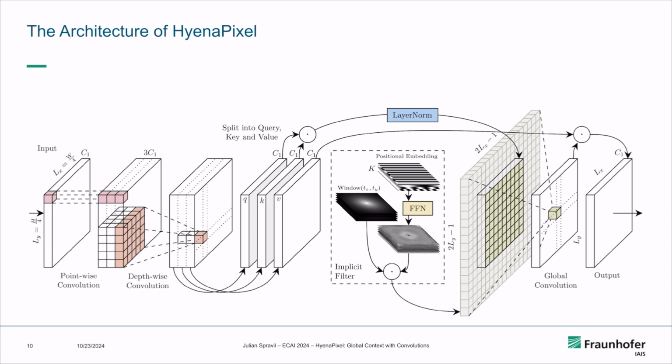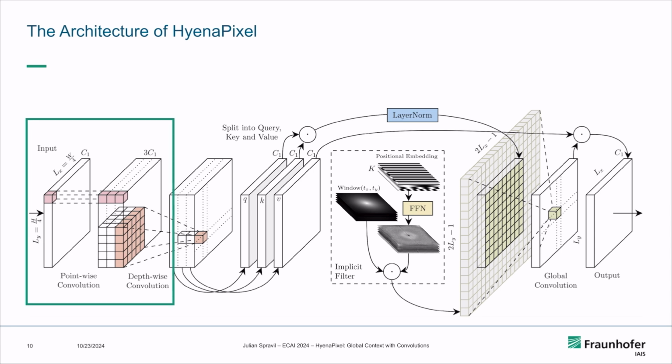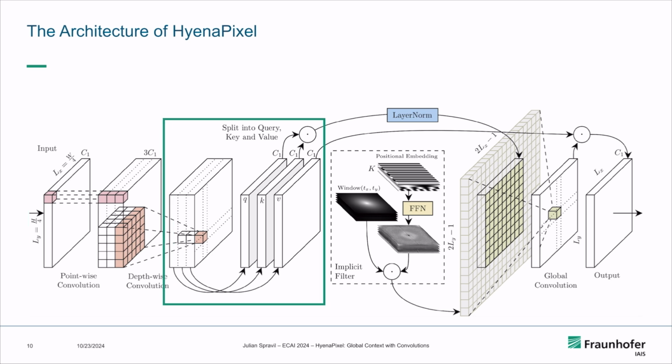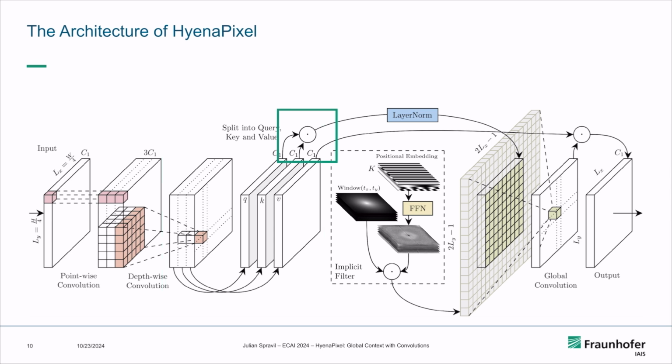Let's look at the architecture of the HyenaPixel operator. We first have our input projections as usual. We split the output of that along the channel dimension into query, key and values. We element-wise multiply query and keys, and we apply a normalization. This normalization is extremely important for training stability.